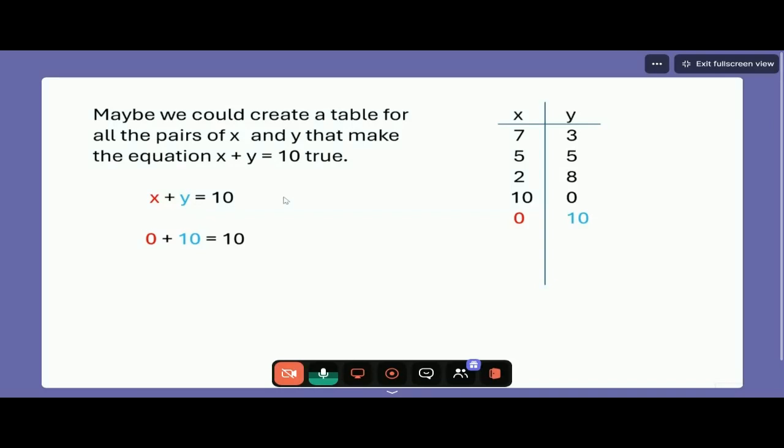Who said they had to be whole numbers? Nobody said they had to be whole numbers. How about 8.5 plus 1.5? That adds up to 10. So if you stick x equals 8.5 and y equals 1.5, you get a true statement.